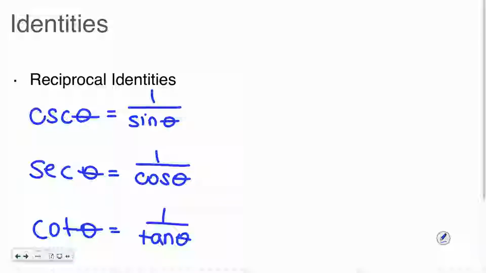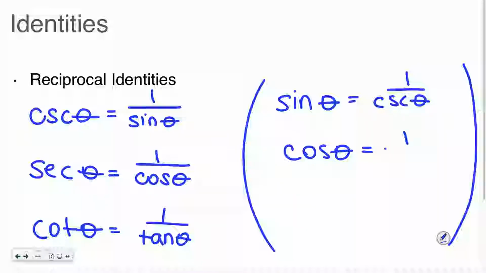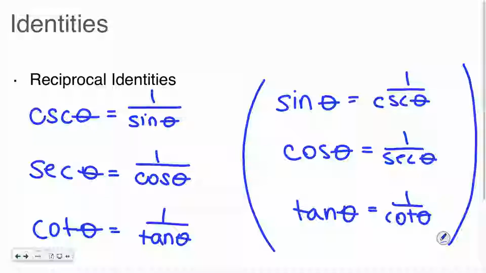Now, these are the 3 main ones, but I'm going to go ahead and write 3 more that I think are just kind of implied, but I want you to have them officially written down. We're just going to do the reciprocal of these. Sine is the same thing as 1 over cosecant. Cosine is the same as 1 over secant. And tangent is the same as 1 over cotangent. If you know the 3 on the left, then you should know the 3 on the right.